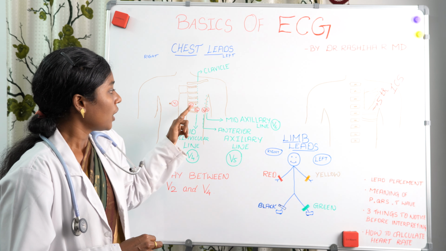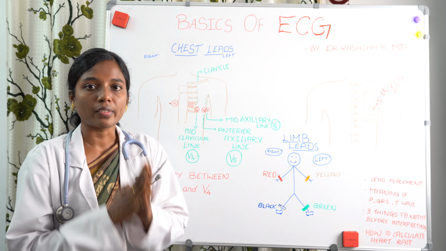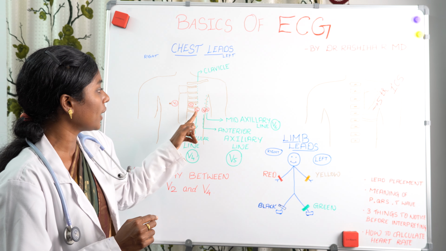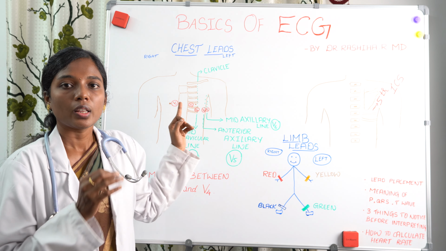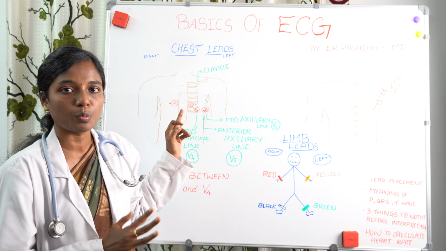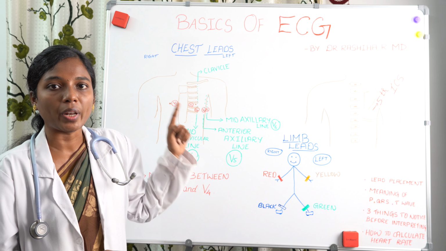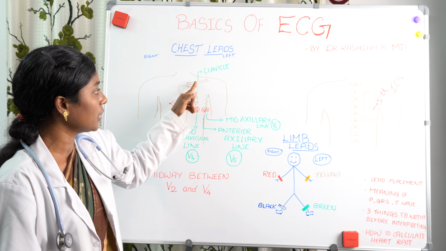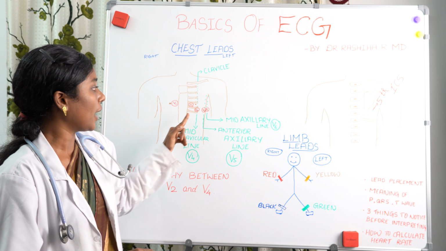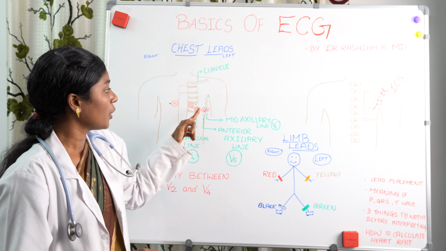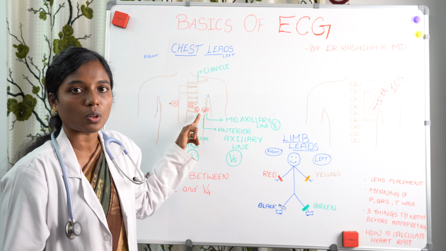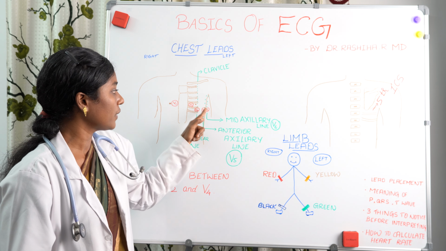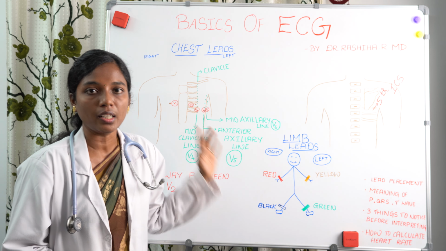And next, after V2 you are not going to place the lead V3. You are going to place the lead V4. Where are you going? So all other leads V4, V5 and V6 are placed in the 5th intercostal space. The lead V4 is placed in the mid-clavicular line, which is a midline drawn from the middle of the clavicle. And in the 5th intercostal space, we are going to place the other 2 leads also. V5 is placed in the anterior axillary line and V6 is placed in the mid-axillary line.